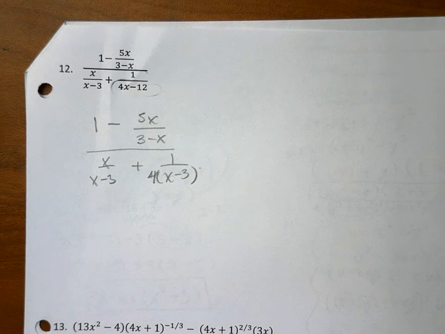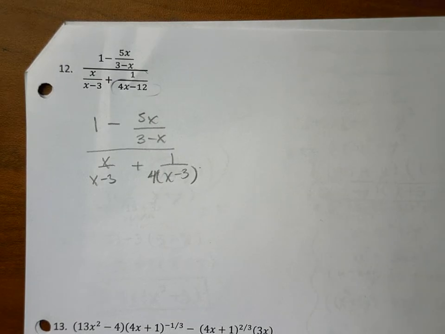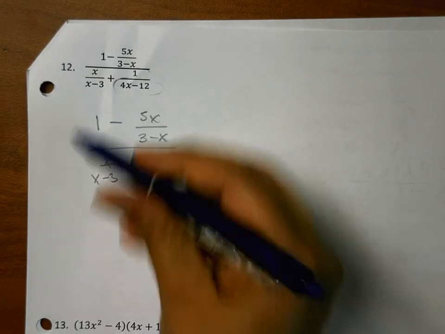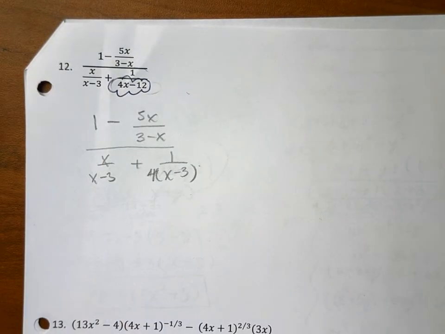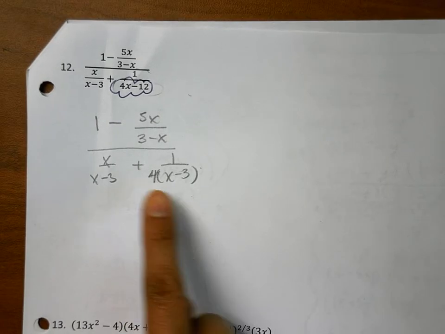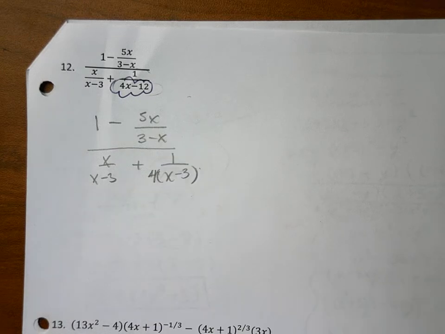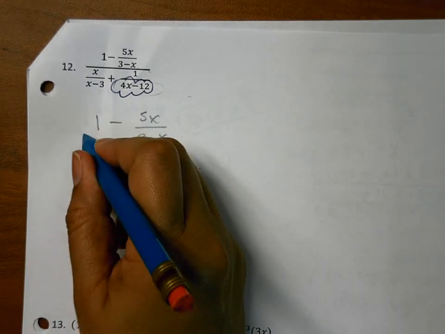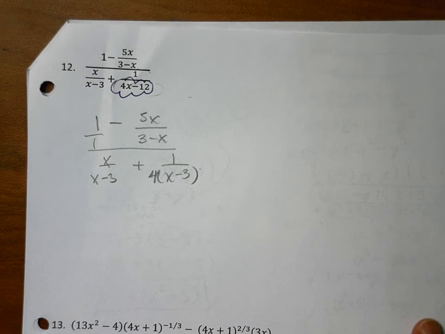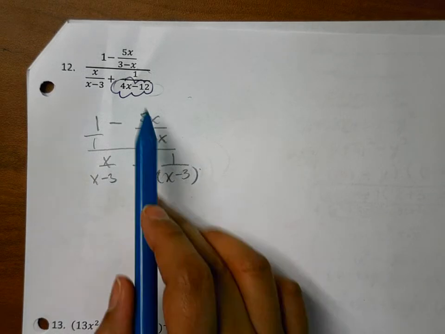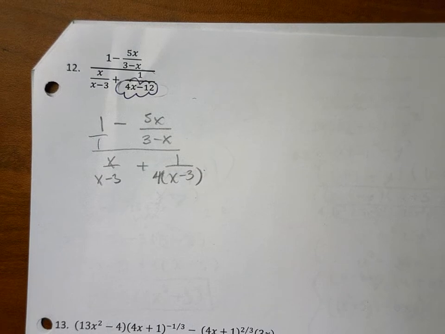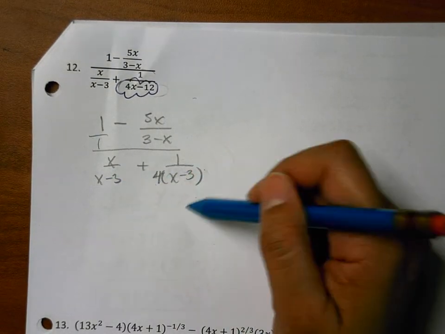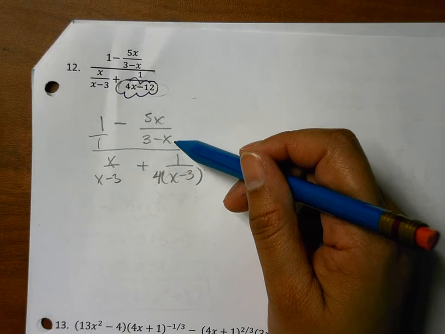Do we all agree? Okay. 4 parentheses x minus 3. Now, what does it look like? I'm going to look for a common denominator. Is my common denominator going to be 4 x minus 3, 3 minus x? 4x minus 12 and x minus 3. I don't have an x minus 12. Oh, you're saying put the 4 back in there? Never mind. We can, but it's going to make it more complicated.